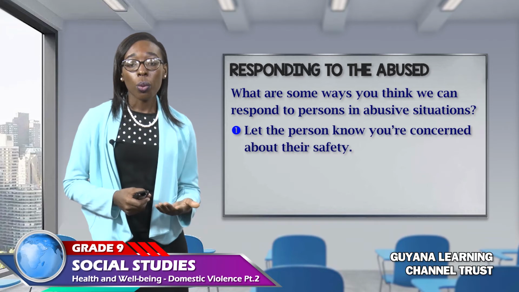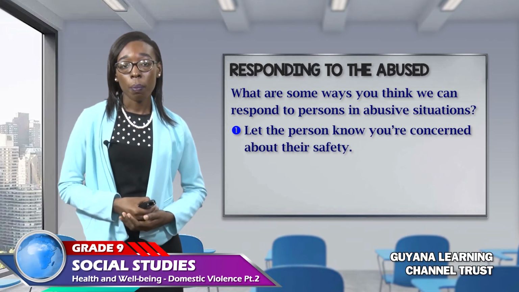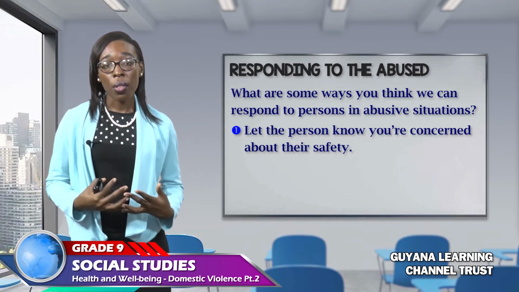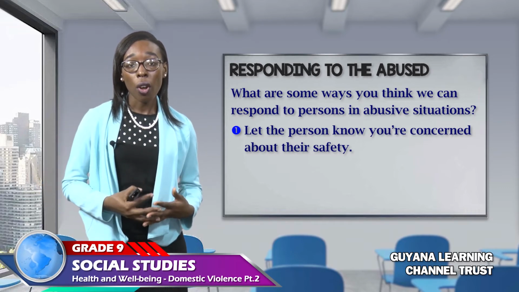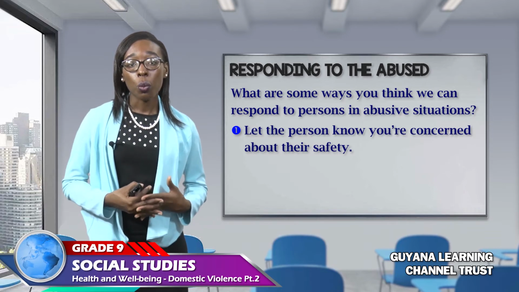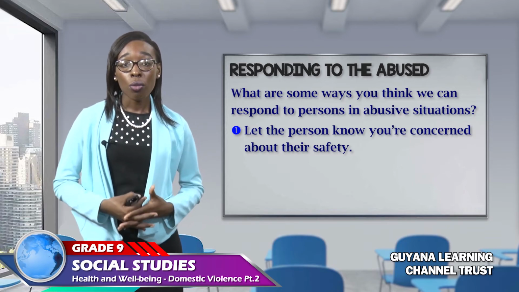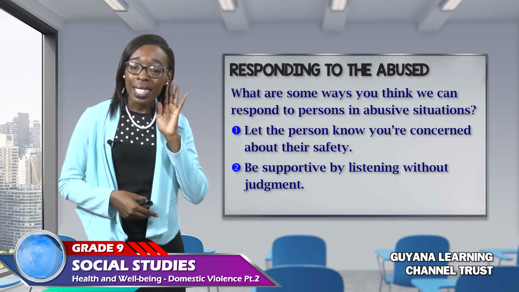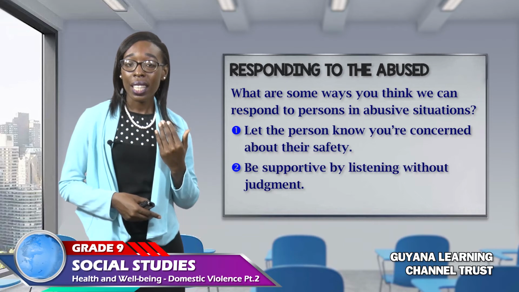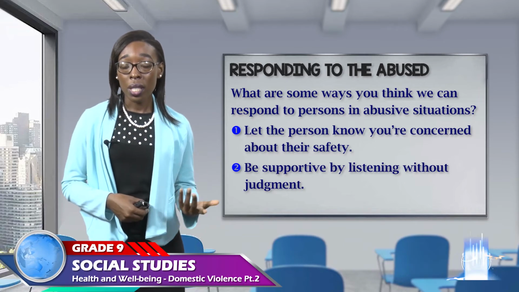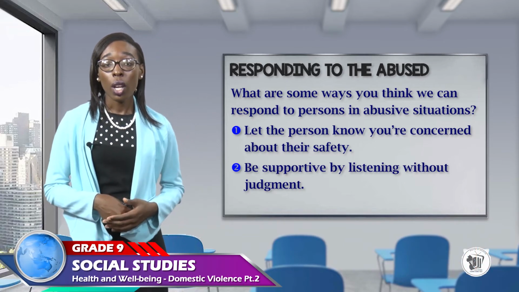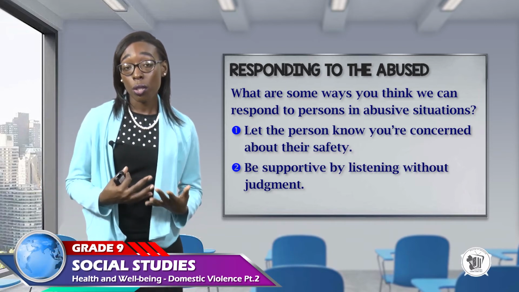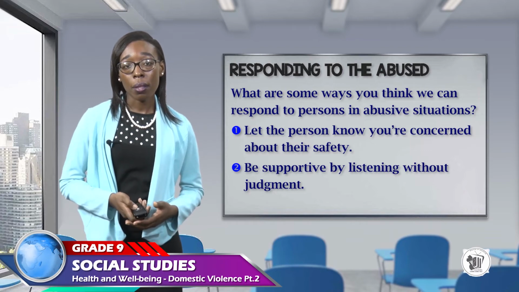Let the person know you're concerned about their safety. It's always good to let the abused person know how much you care for them and how much concern you have for their general safety and well-being. A second response that we can give is by giving support, by listening attentively and listening without judgment. This means that we do not criticize the person, all the biases that we may have, we put them aside and we listen to their story and take it as it is.